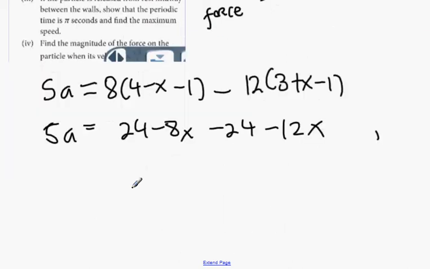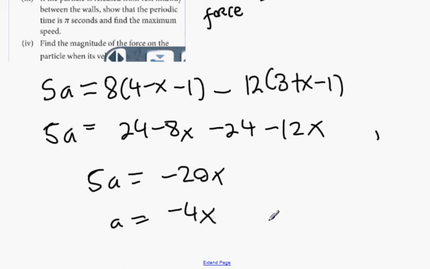We're going to get 5A equals minus 20x. A therefore is equal to minus 4x. And this is simple harmonic motion with a constant omega equals 2. Do you notice the way the acceleration is in the different direction to the distance?